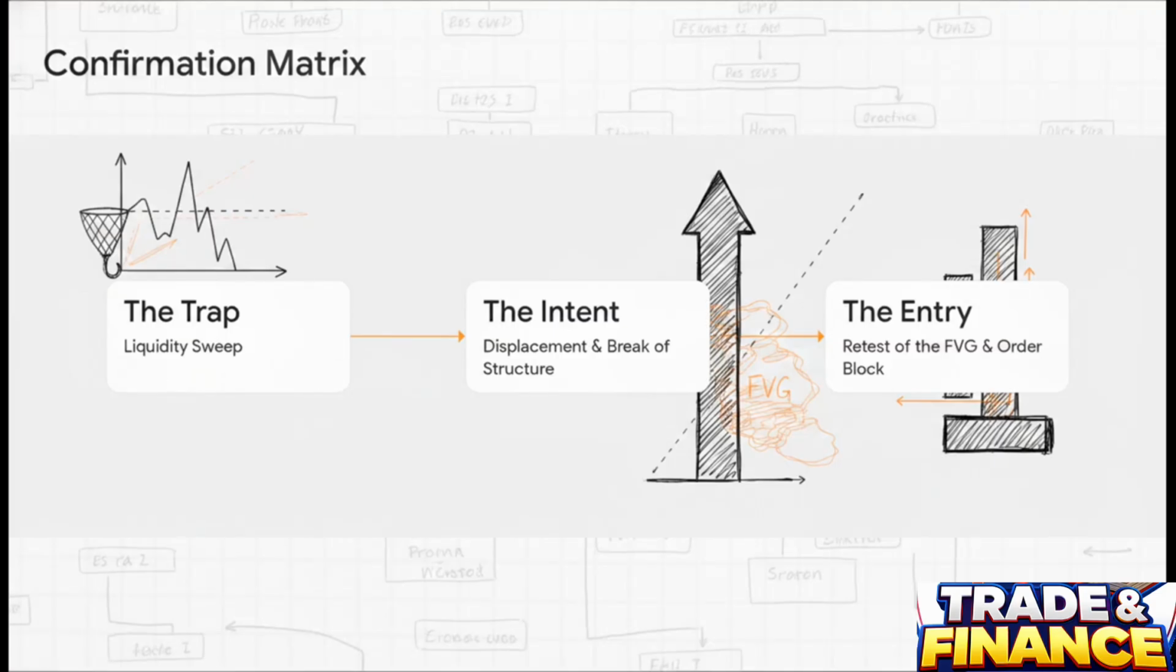This is your ultimate confirmation matrix. Step 1. The liquidity sweep sets the trap. Step 2. A massive displacement causes a break of structure, or BOS. This shows clear institutional intent and leaves behind a fair value gap. Step 3. Price retraces back into that FVG and the originating order block. Waiting for this exact chronological sequence filters out so much market noise. It enters you precisely when institutions are actively defending their newly accumulated positions.